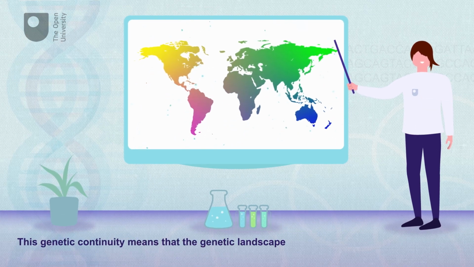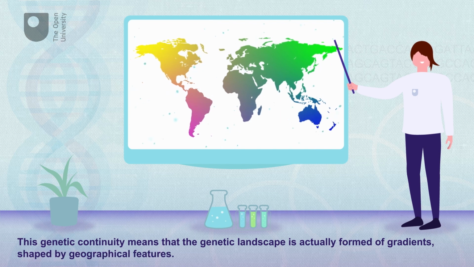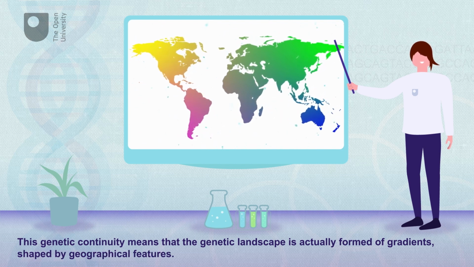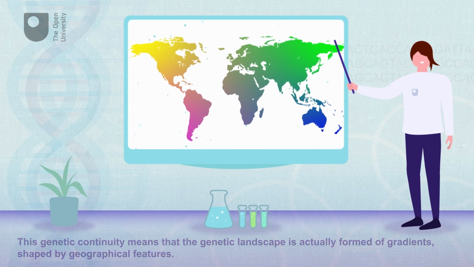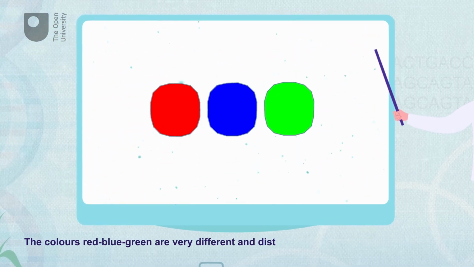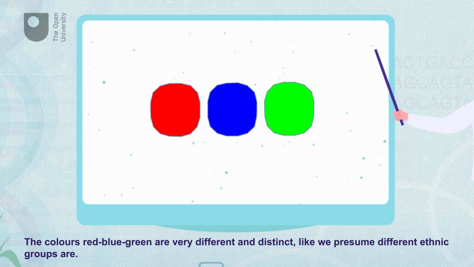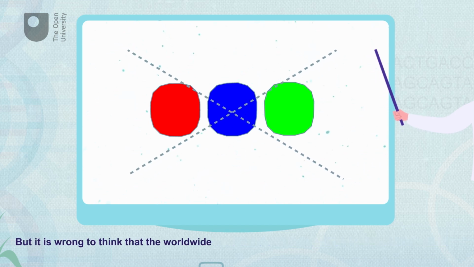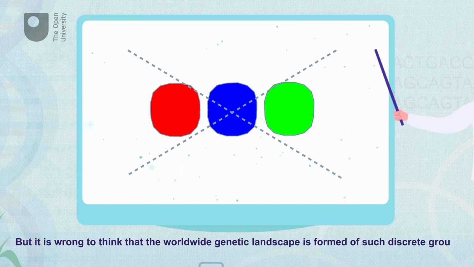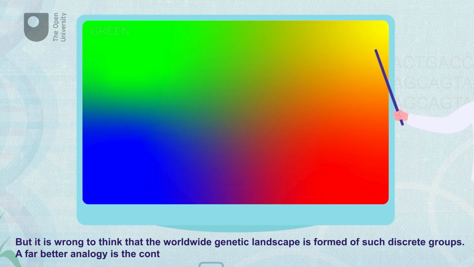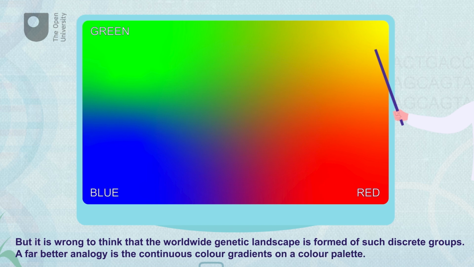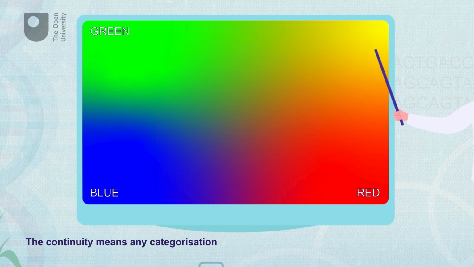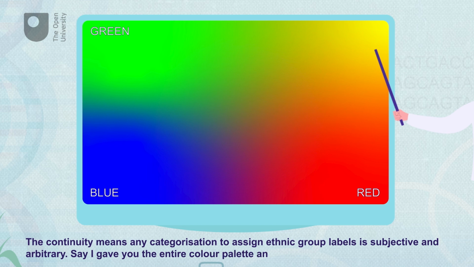This genetic continuity means that the genetic landscape is actually formed of gradients, shaped by geographical features. The colours red, blue, green are very different and distinct, like we presume different ethnic groups are. But it is wrong to think that the worldwide genetic landscape is formed of such discrete groups. A far better analogy is the continuous colour gradients on a colour palette. The continuity means any categorization to assign ethnic group labels is subjective and arbitrary.